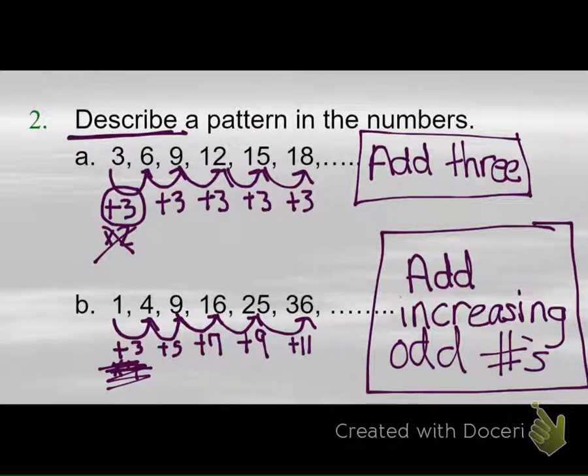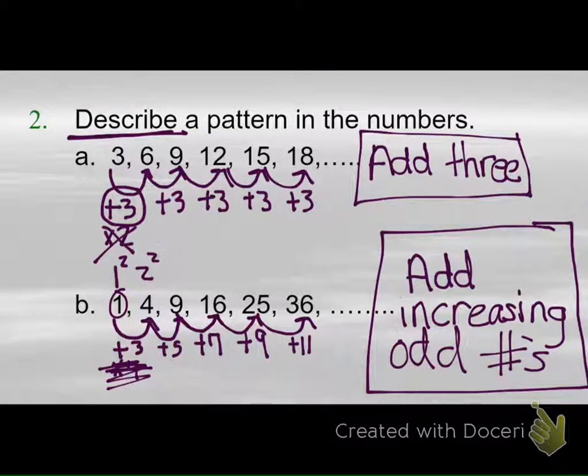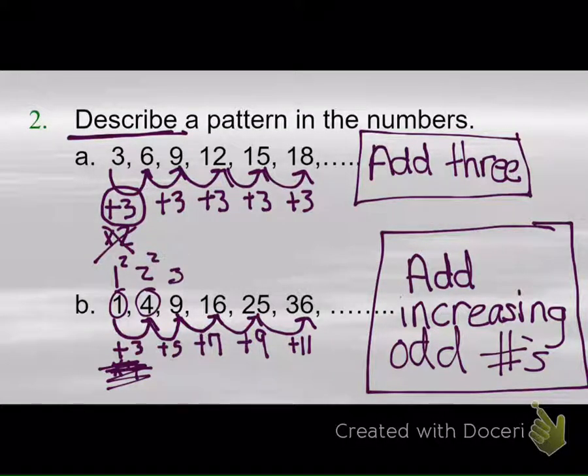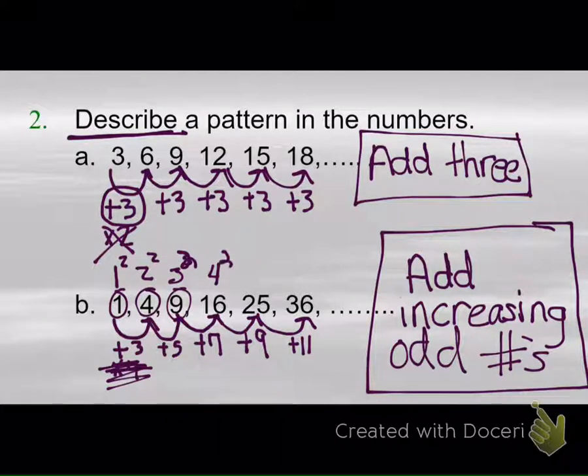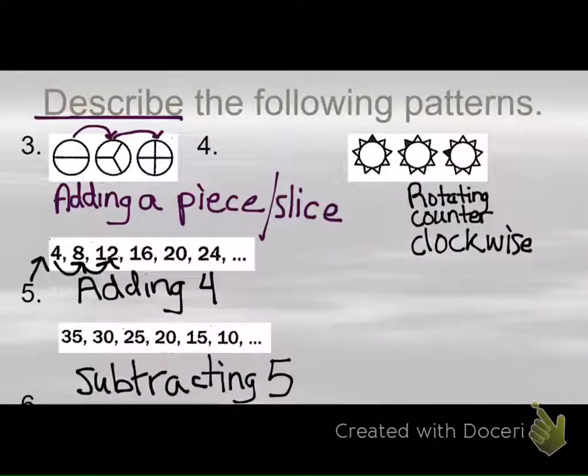Okay, there's something else here. This is the coolest pattern ever. Look out. What's 1 squared? What's 1 times 1? What's 2 times 2? 3 times 3? 4 times 4? 16. 5 times 5? 6 times 6? These are all perfect squares. Fun stuff.